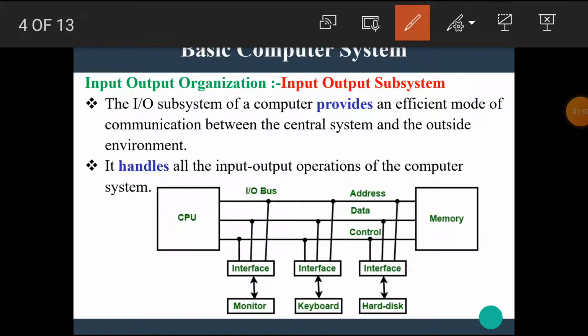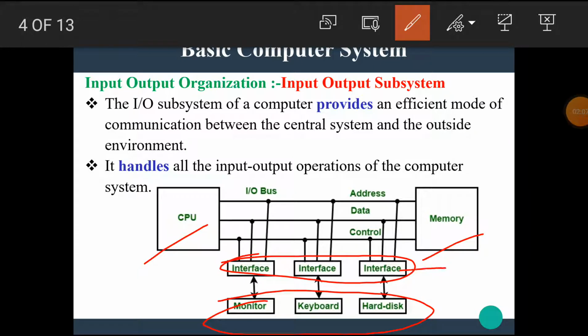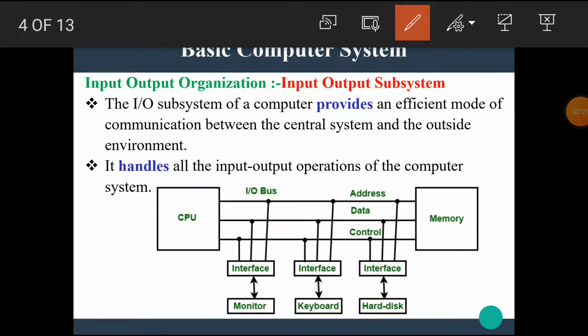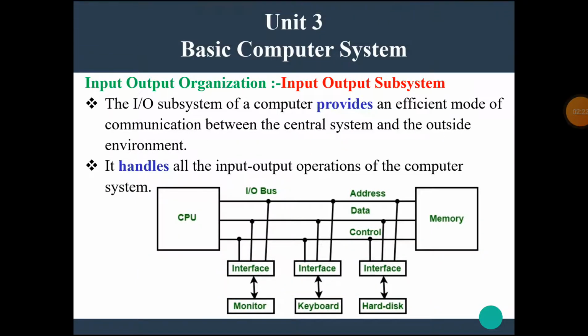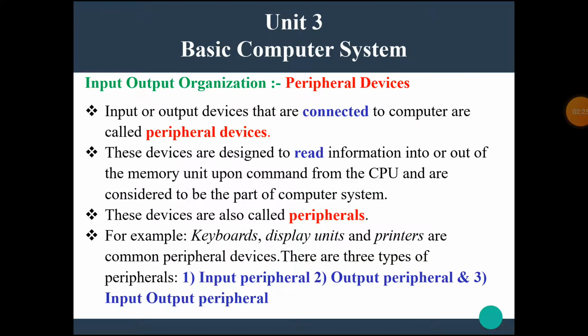Let's see once again. The CPU and memory all are connected with the input-output devices through the interface. These interfaces are available in the modules, and these are connected with CPU and memory through address bus, data bus, and control bus. I hope you all understand what is the input-output subsystem.